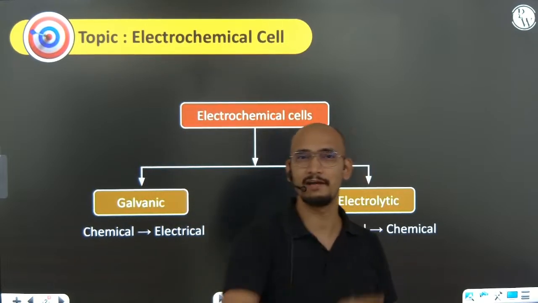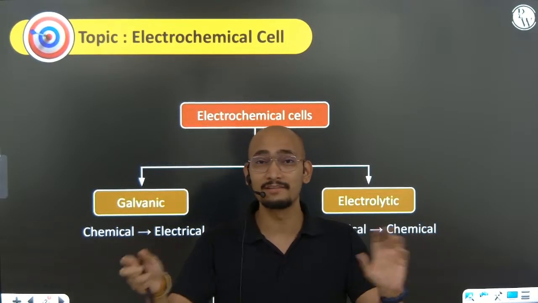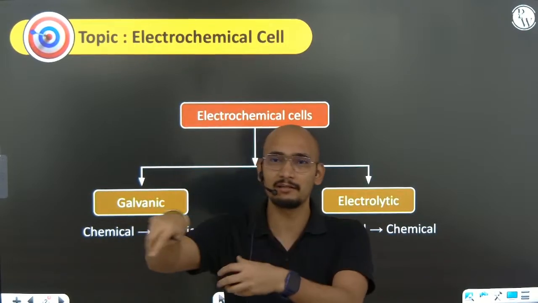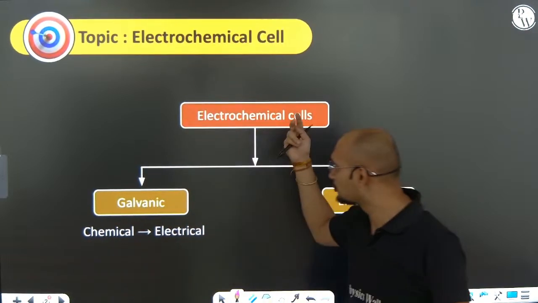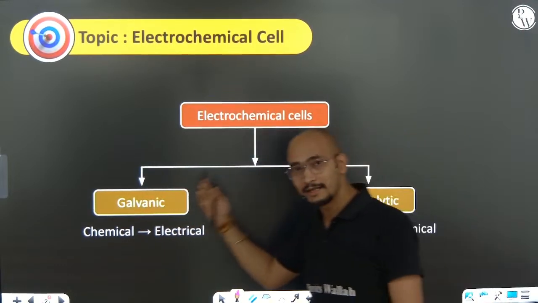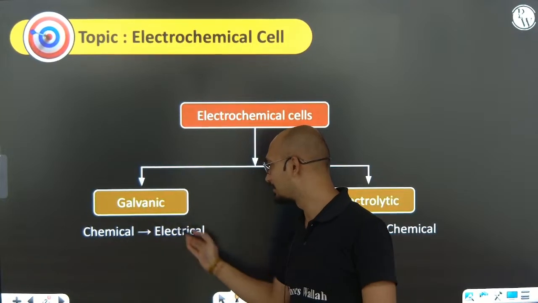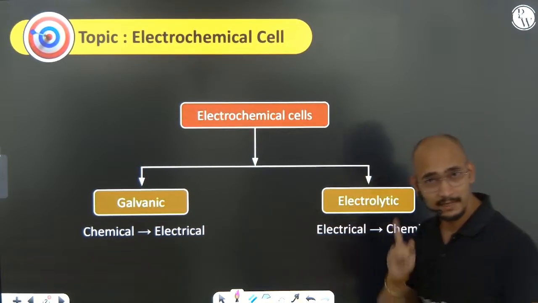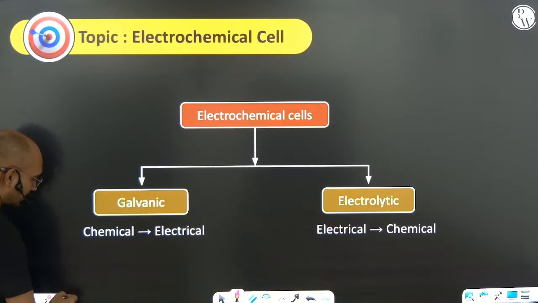Electrochemical cells are those devices that are used to interconvert the electrical energy, or you can say interconvert means the electrical energy can be converted into chemical energy, and chemical energy can also be converted into electrical energy. So this is such kind of device. Now there are two types of electrochemical cells. One is galvanic cell, another is electrolytic cell. What galvanic cell does? It converts the chemical energy into electrical energy, while electrolytic cell is just the opposite, that is electrical energy into chemical energy. These are the things that you always have to understand.